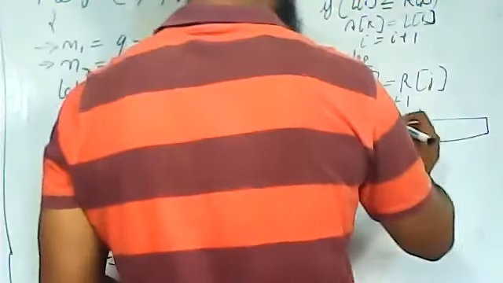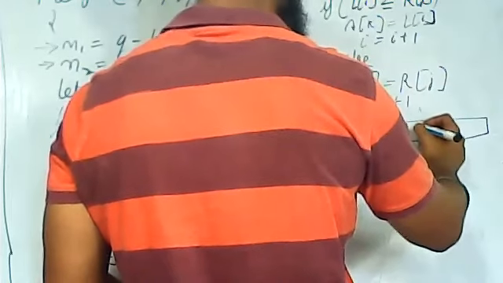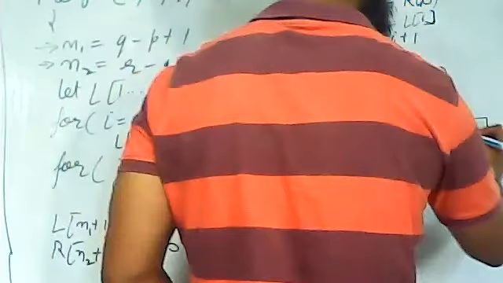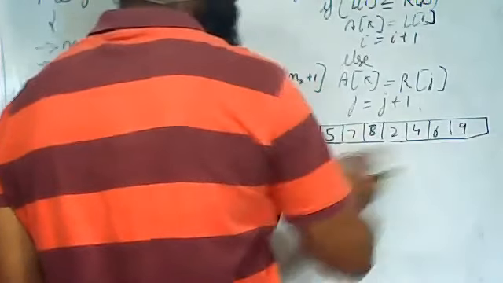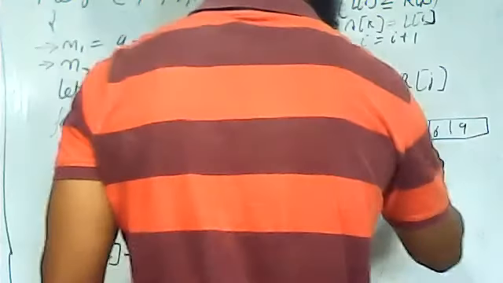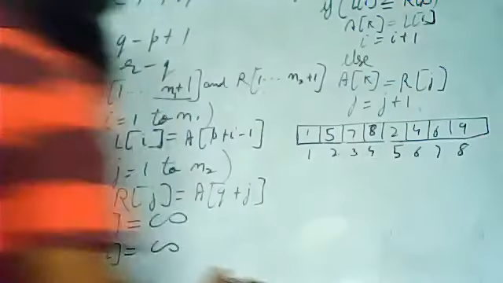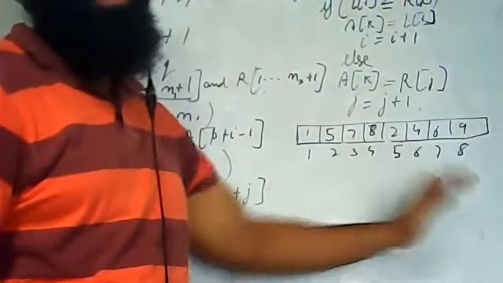And the other elements in the same array are 2, 4, 6, and 9. You can see these elements are also sorted. So elements from 1 to 4 are already sorted, and elements from 5 to 8 are already sorted. But this whole list is not sorted.